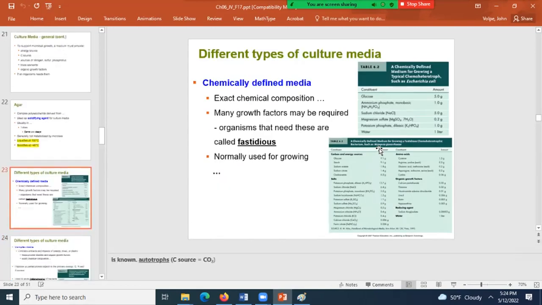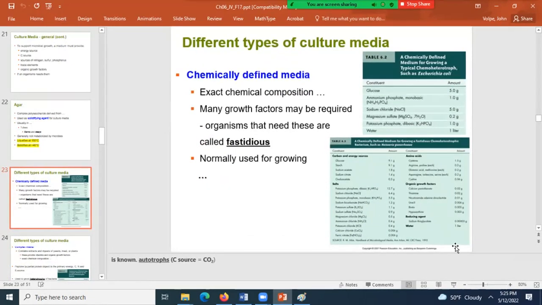There are a wide variety of different culture media. One we're going to talk about is chemically defined media. This is a media where the exact chemical composition is known because all of the additives to the media are added by the person who makes the media.